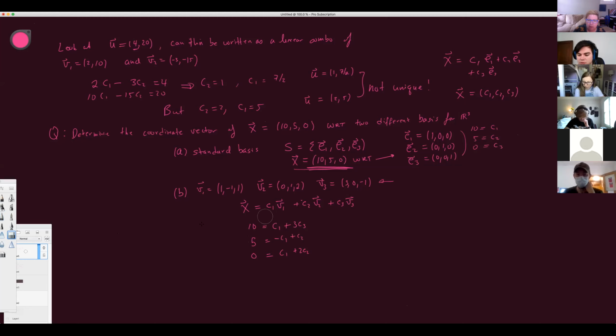It's 5 equals -1 plus C2, and then the other one is 0 equals C1 plus 2C2 minus C3. Right? So this is right here, right? Yeah. Okay, and this one is, come on, pen. So this one is 1 times C1 plus 2 times C2 minus C3, right? Yeah? Minus 1 times C3. This is the equation. I think that's what I got.